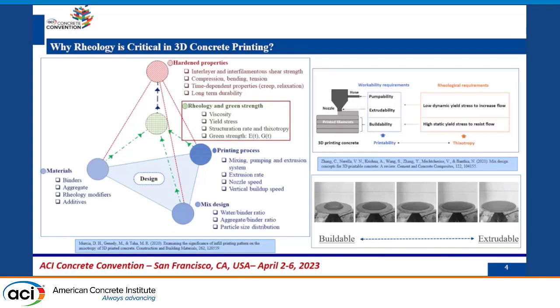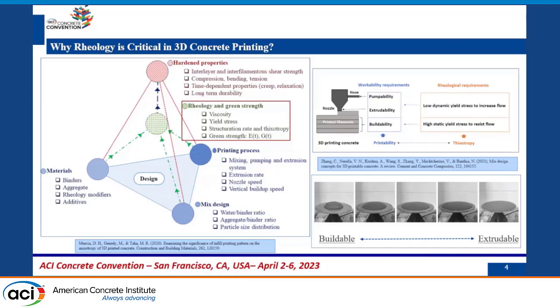So if we talk about 3D concrete printing, rheology and green strength, it is very critical to control both of these parameters. And Murcia et al. suggested a tetrahedral model to discuss how different factors are interdependent on each other, and they place the green strength and rheology right at the center, analogous to the oxygen atom in the silica tetrahedral.